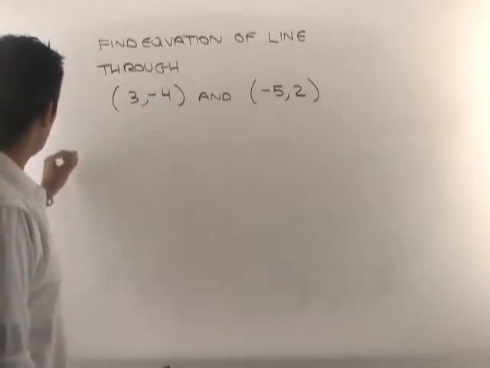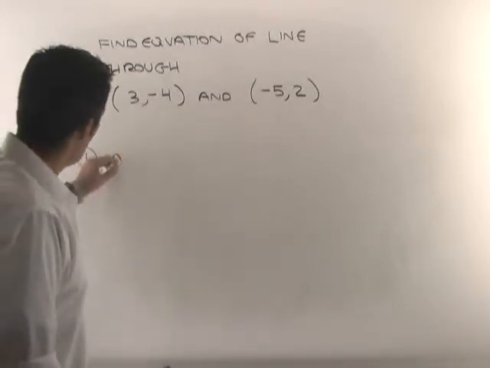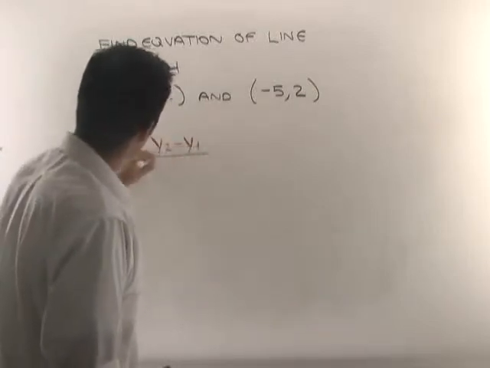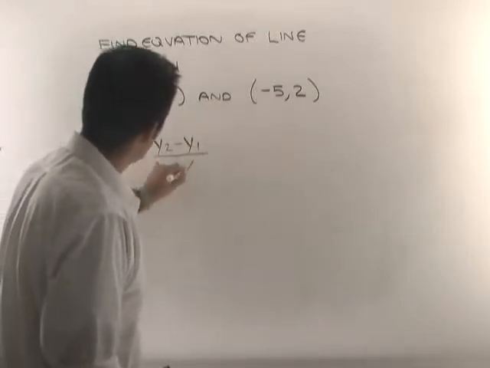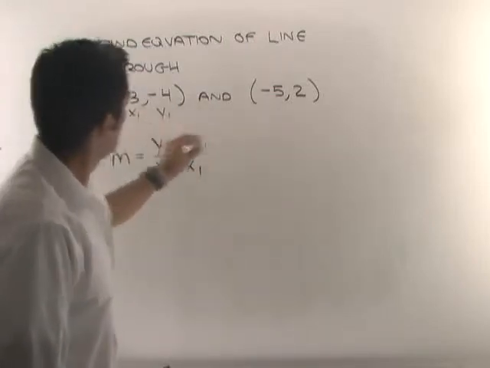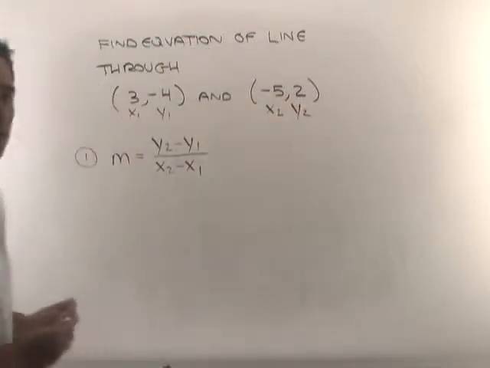The first part is to find the slope. For the slope all we have to do is use the formula y2 minus y1 over x2 minus x1. So we'll label our points x1, y1, x2, y2. And now we just compute the slope.